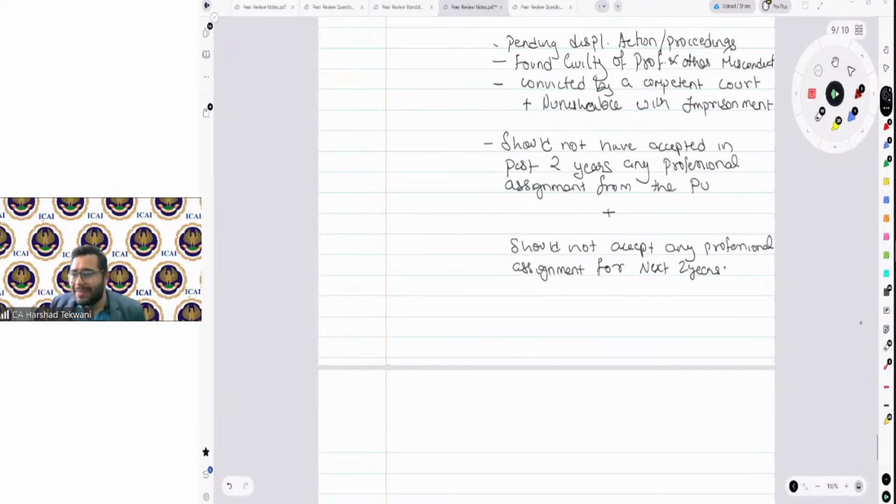Now all this is subject to the form of declaration that the peer reviewer is required to provide in Form 2, the declaration of confidentiality. He needs to provide that form, then only his appointment as a peer reviewer can be confirmed. Plus he should have undergone training decided by the board with respect to the peer review, and he should have cleared the test for the peer review. So the test is also mandatory to become a peer reviewer.